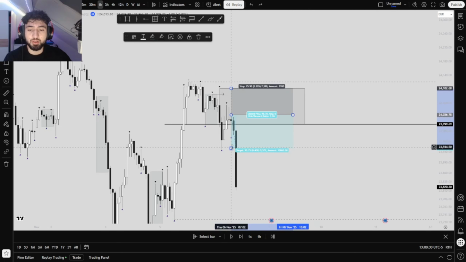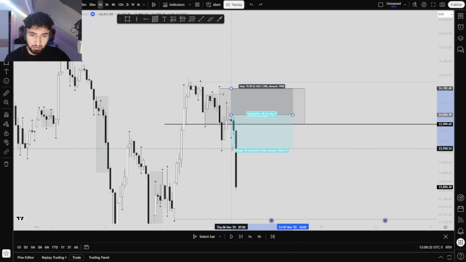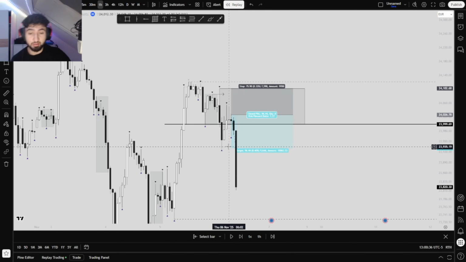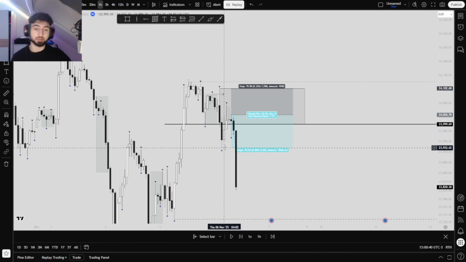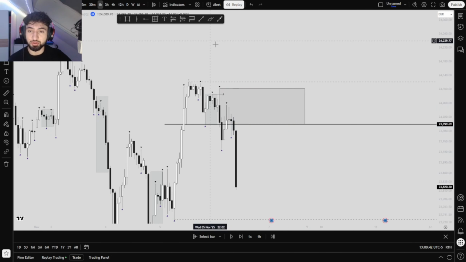I was in the gym, took a shower, and I come out and I get the email that I passed my account and it hit my target, which was this low, and that was my TP as well. So it was a very clean and simple trade.